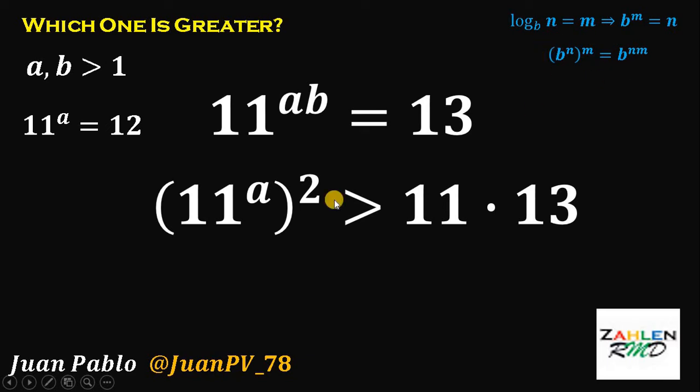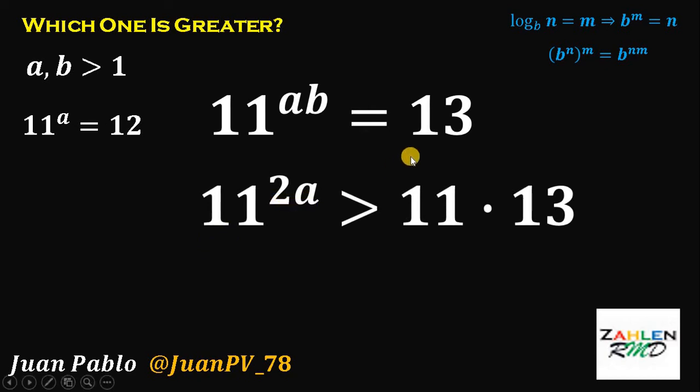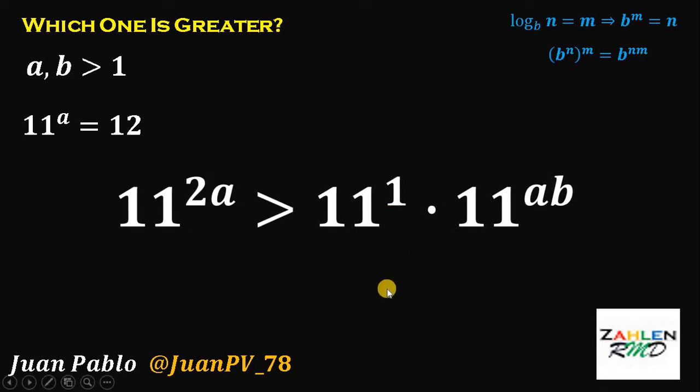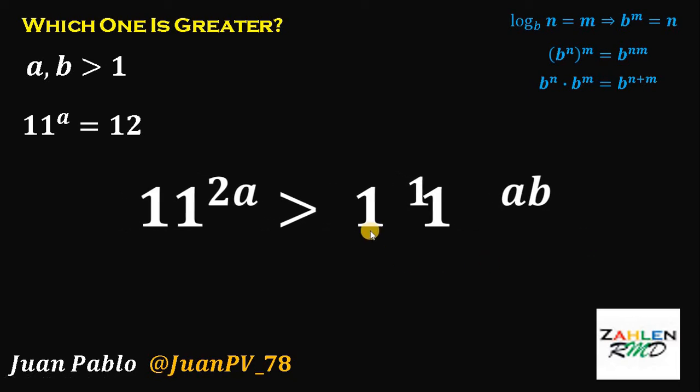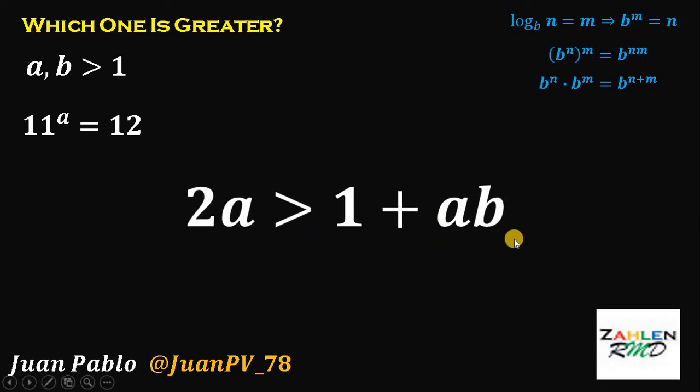Now we will use again this law of exponent. So the left-hand side of our inequality becomes 11 raised to 2a. Now, this 13 is equivalent to 11 raised to ab. Therefore, we can replace this 13 with 11 raised to ab. Next, the exponent of 11 must be 1. Now at this point, we will use some laws of exponent again. If we have the same base, b raised to n times b raised to m, it is equal to b raised to n plus m. Therefore, the right-hand side of our inequality becomes 11 raised to 1 plus ab. Now since the bases are equal, we can say that 2a must be greater than 1 plus ab.